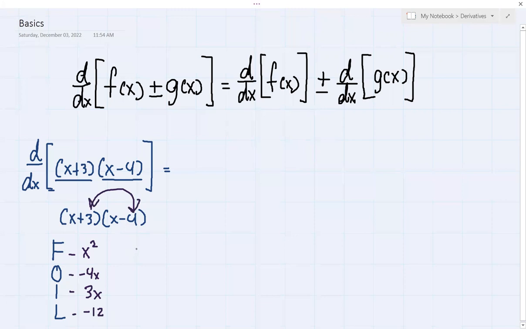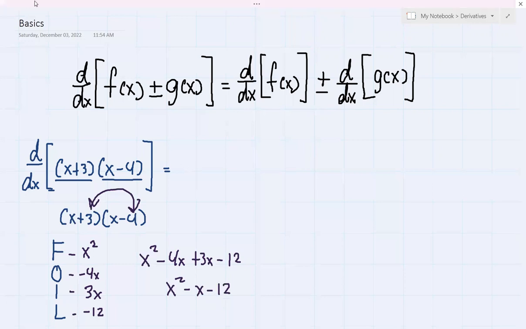Now let's add them together. So we will have x squared minus 4x plus 3x minus 12. So combining the similar terms, we will have x squared minus x minus 12. Okay? So therefore, we've already expanded this one. Then we can simply rewrite the factored form into their expanded form, which is x squared minus x minus 12.